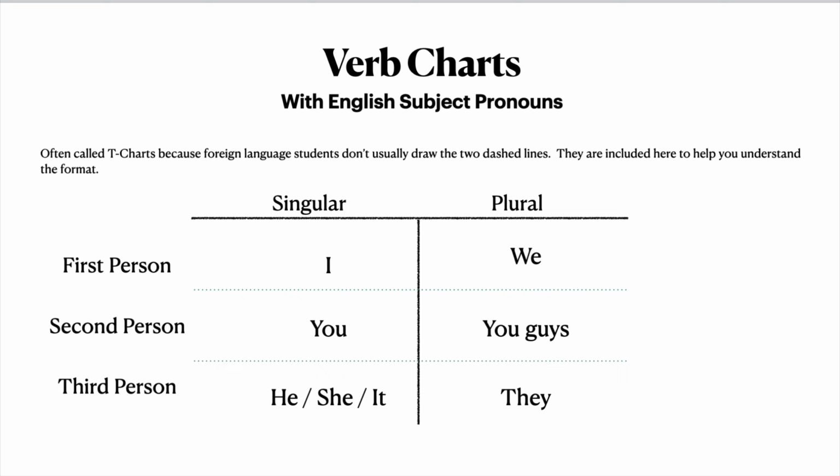So here we see a verb chart laid out with the English subject pronoun. So first person singular is I. When we say first person plural, that's going to be me and the person with me, we. Second person singular is you, the person I'm talking directly to, and then plural is you guys. And then we can see third person is he or she or it or somebody's name or an object, the desk, whatever we're talking about or whoever we're talking about. And then of course the plural is they.